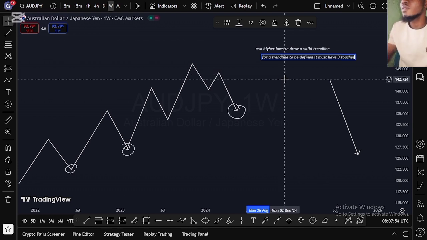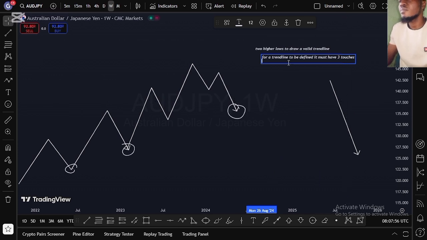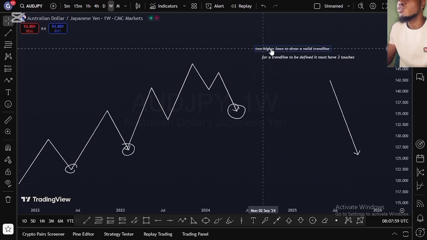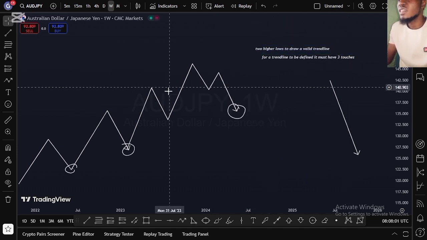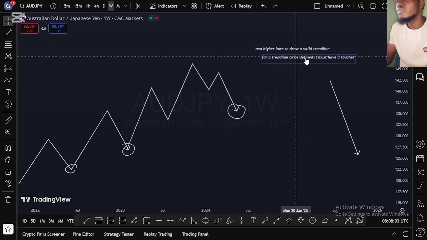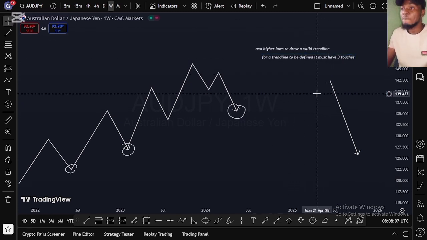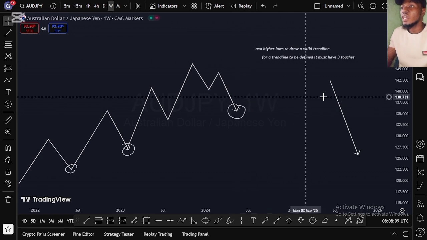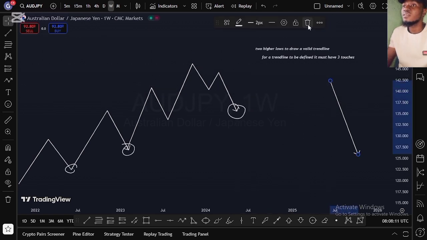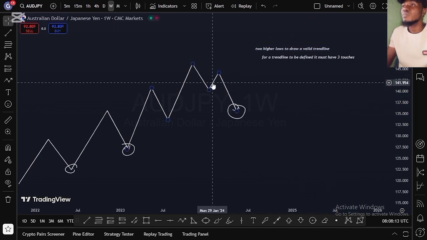Alright, so that's it. 2 higher lows to draw a valid trend line in a bullish market. For a trend line to be defined, it must have 3 touches. So you can see the differences. For us to draw, we need 2 higher lows in a bullish market.